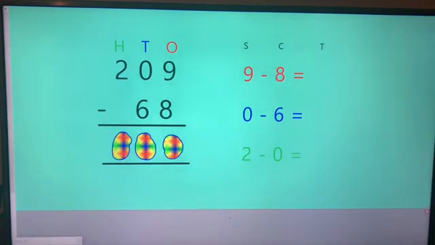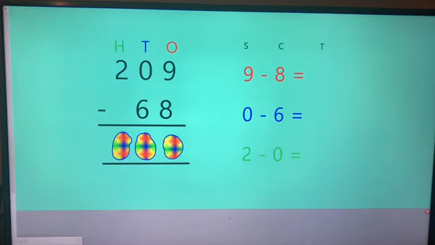So, we've got 209 take away 68. And I always start with which column? My ones column. So we're looking at the red number sentence on the side. So I have 9 take away 8. I label it sukkata, sukkata. 9 goes in my head, 8 on my fingers, and we count back.